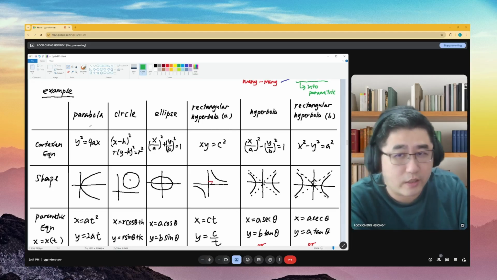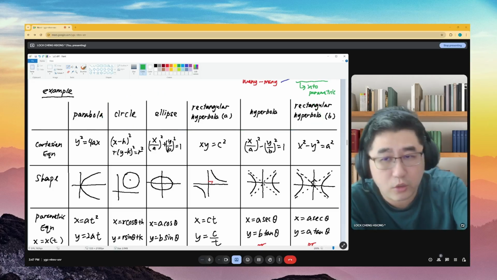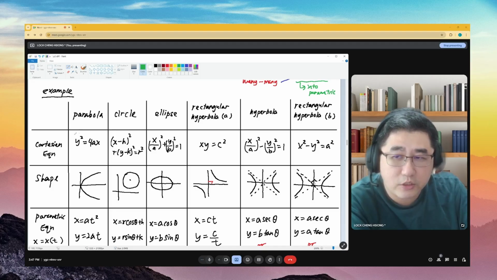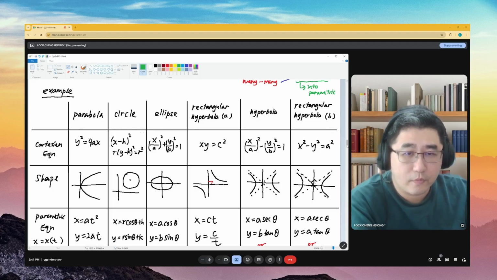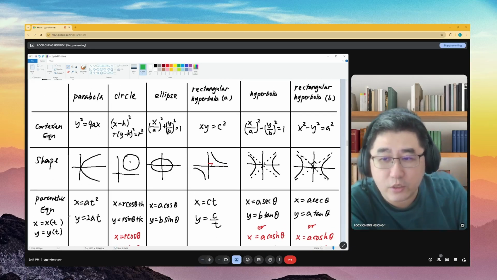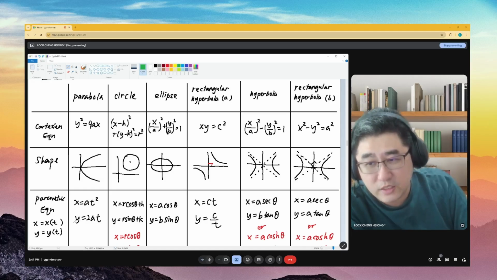This is not in your syllabus, I just show you as an example. So I have the parabola. They actually give you a sloping parabola like this. The Cartesian equation is y squared equals 4ax, but the parametric equations are x equals at squared, y equals 2at. Where the t here, we call it a parameter.